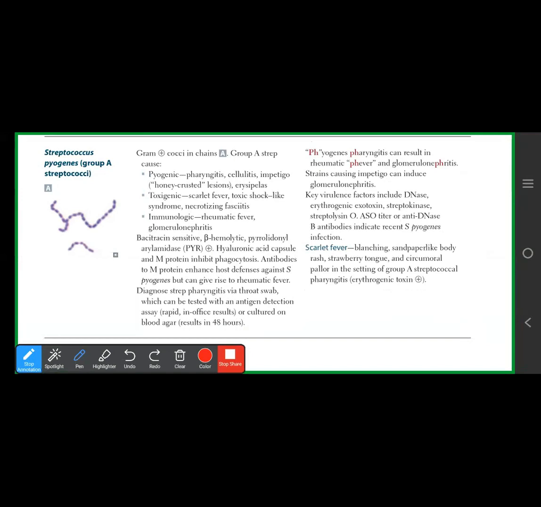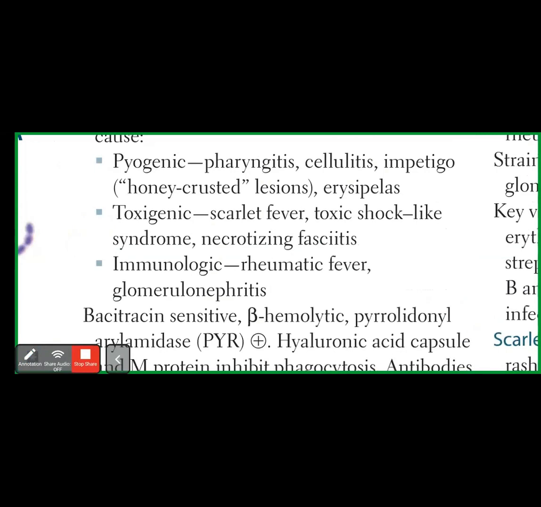Okay. So the spec A and C is known to cause your TSLS. Okay, TSLS, spec A and C. Spec B is known to cause your necrotizing fasciitis. Okay, that's all is your virulent factor. So now I want you guys to remember so many lesions are there with respect to your Streptococcus pyogenes. Because they are pyogenic, they have given you exactly what you have to know. The pyogenic is pharyngitis, cellulitis, impetigo.